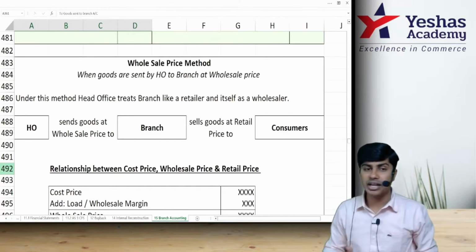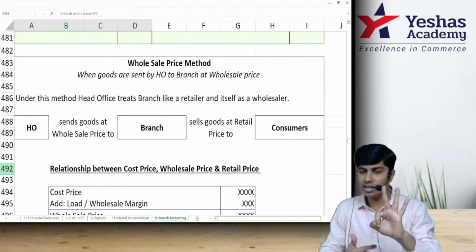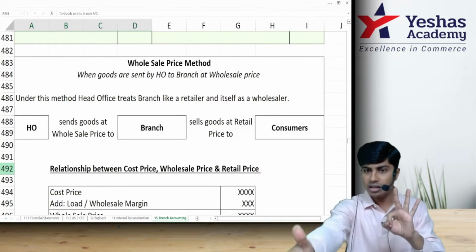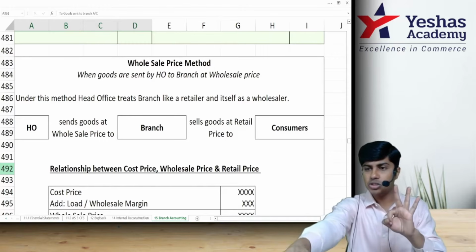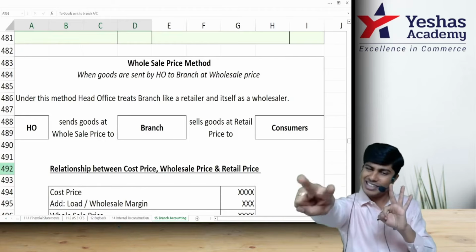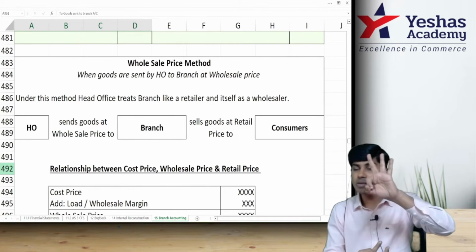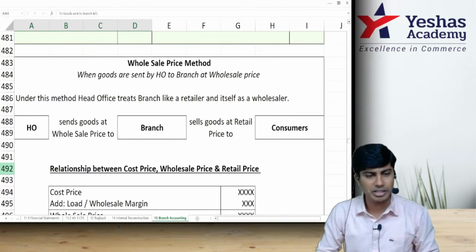Under the wholesale price method, head office books 30 rupees profit, sending the goods of 100 to the branch at 130 wholesale price. When the branch sells that 130 rupees goods to the customer at 150, the branch will book 20 rupees. Later the 20 will come back to head office, but the 20 will come to the P&L of head office. The 30 will be there in the trading account of head office. That is the wholesale price method.